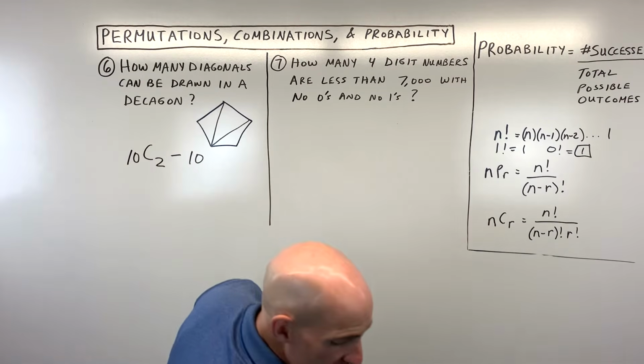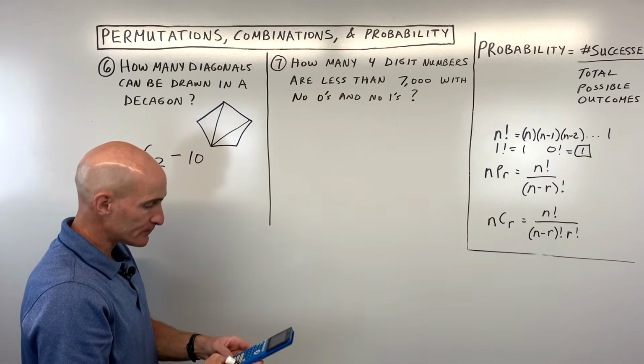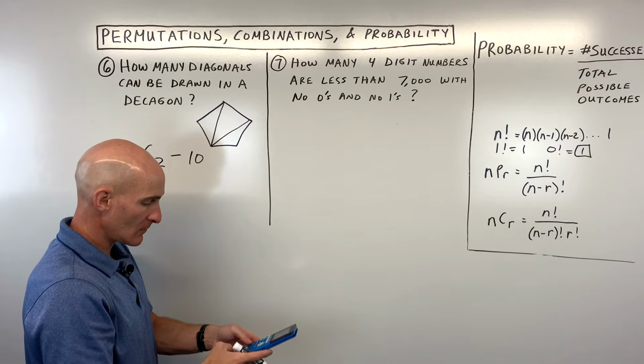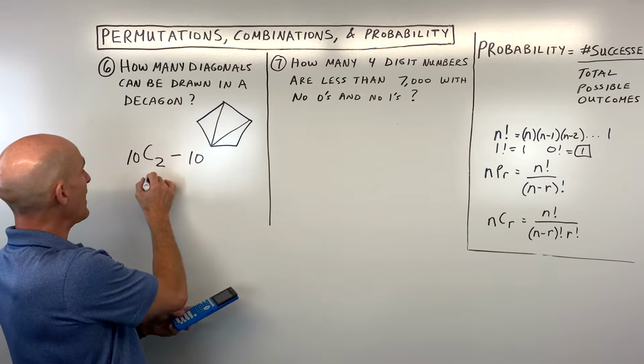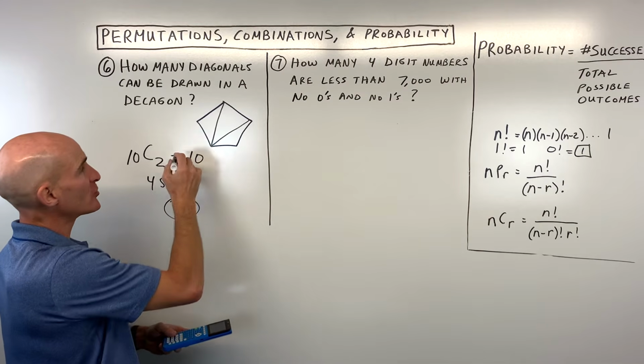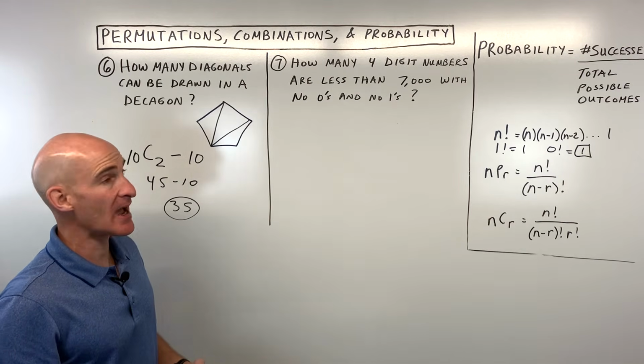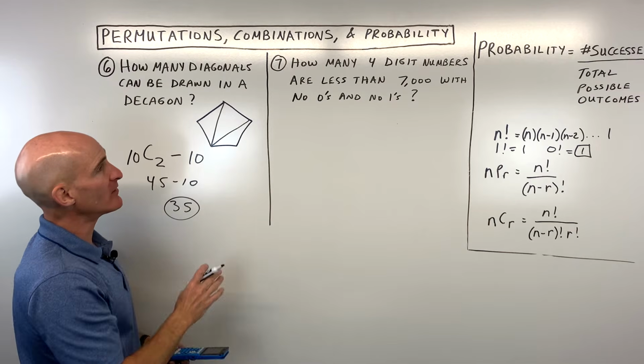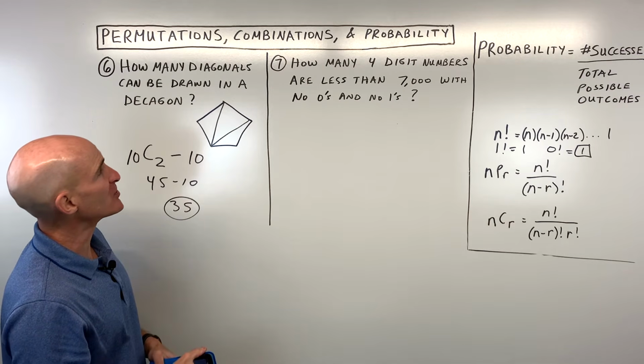So let's see what that comes out to. 10C2 is 45, minus 10 would be 35 diagonals. Now you could try to draw them, but again, that takes a little bit more time. So that's why you start with a simple example and then you can apply that to a more challenging problem.